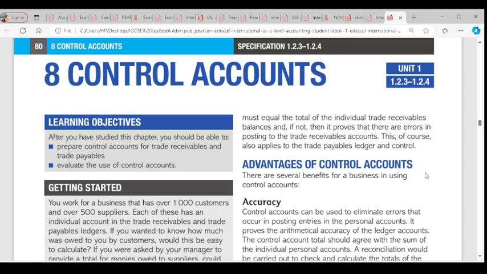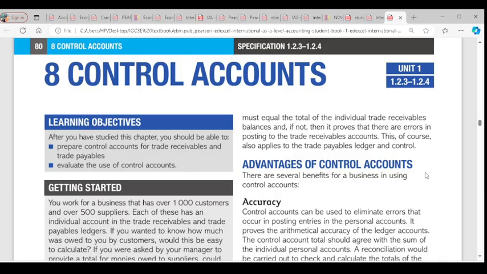We go to chapter 8 in accounting AS, control accounts. When we're talking about control accounts, we're talking about an account that is opened to check individual trade receivables accounts and individual trade payables accounts. So when we talk about trade receivables accounts, we're talking about accounts of credit customers. And when we talk about trade payables accounts, we're talking about accounts of credit suppliers.